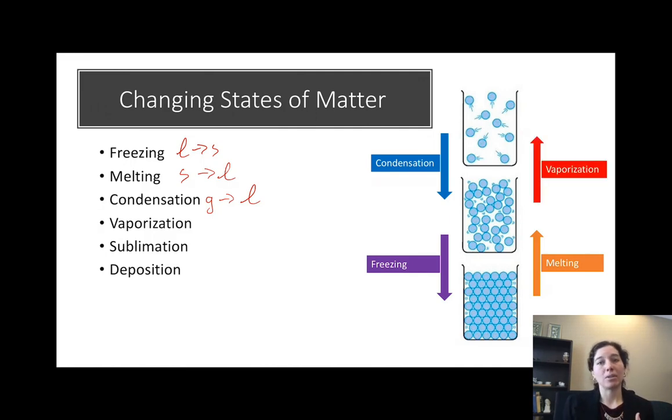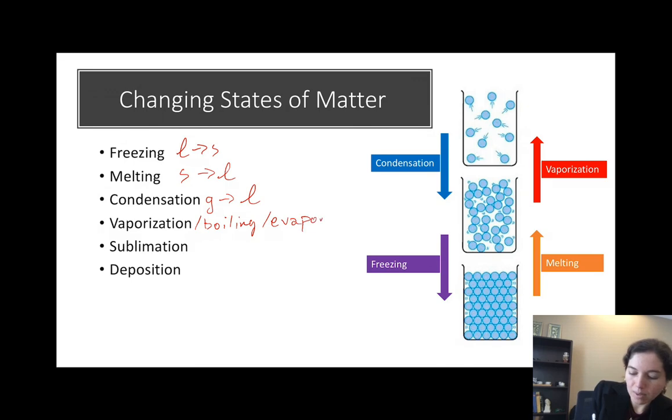Vaporization is the opposite of condensation. We're going from a liquid to a solid. So sometimes you might hear this called boiling, or even evaporation. They're all describing the same process of going from a liquid to a gas.